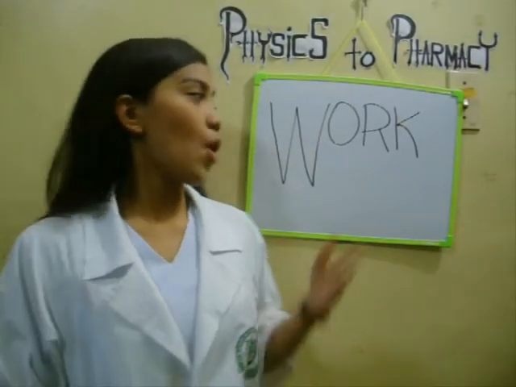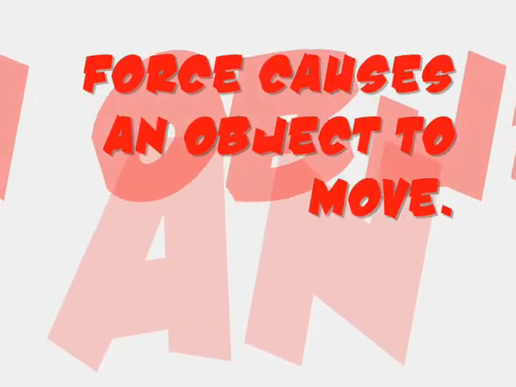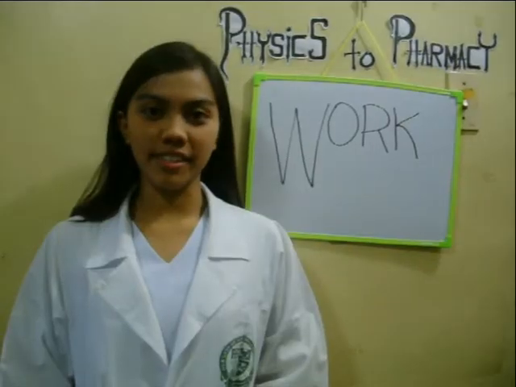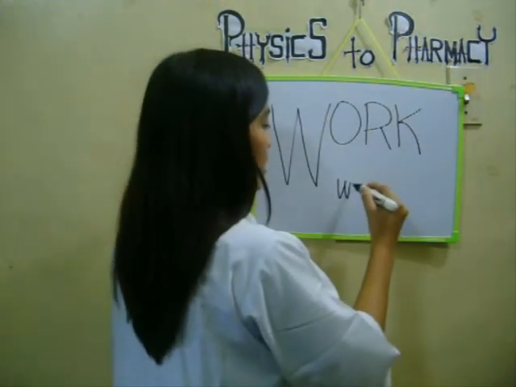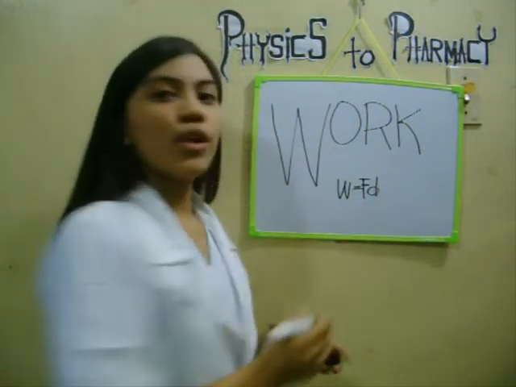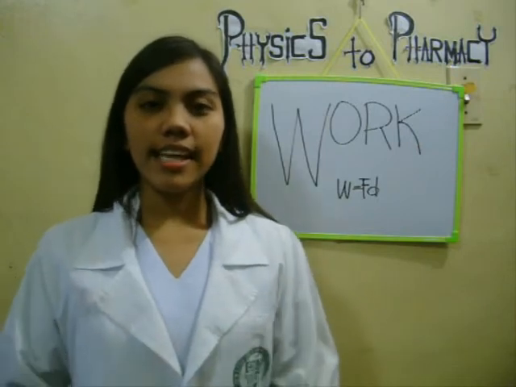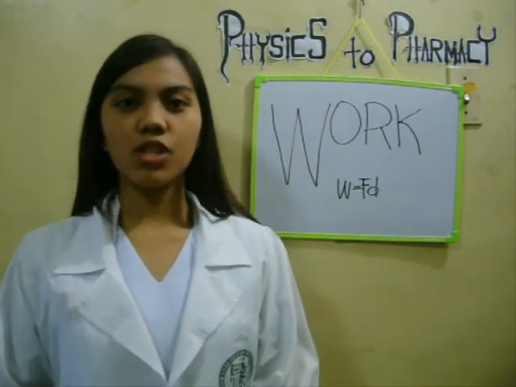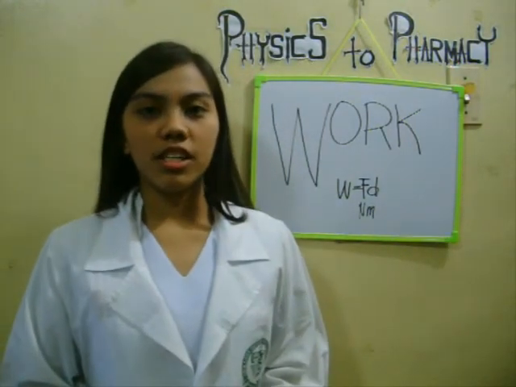In science, work occurs when a force causes an object to move in the direction of the force. In symbols, work is equal to Fd, where F is the force and d is the displacement. The SI unit of work is newton meter. This unit combination is called the joule.